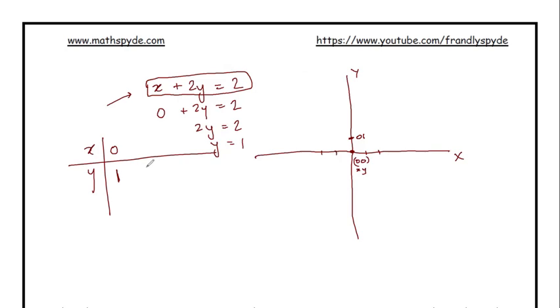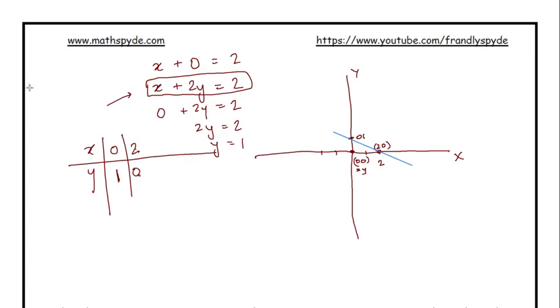Understood? So let's take y as 0. If I take y as 0, then I get x plus 0 is equal to 2, so x is equal to 2. So my next coordinates are 2 and 0. Do not take it as 0 and 2, it is 2 and 0. Understood? So if it's 2 out here, then the y coordinate will be 0. So this is my 2, 0 point out here. So my line in the blue is this line out here. So this blue color line represents this equation x plus 2y equal to 2.